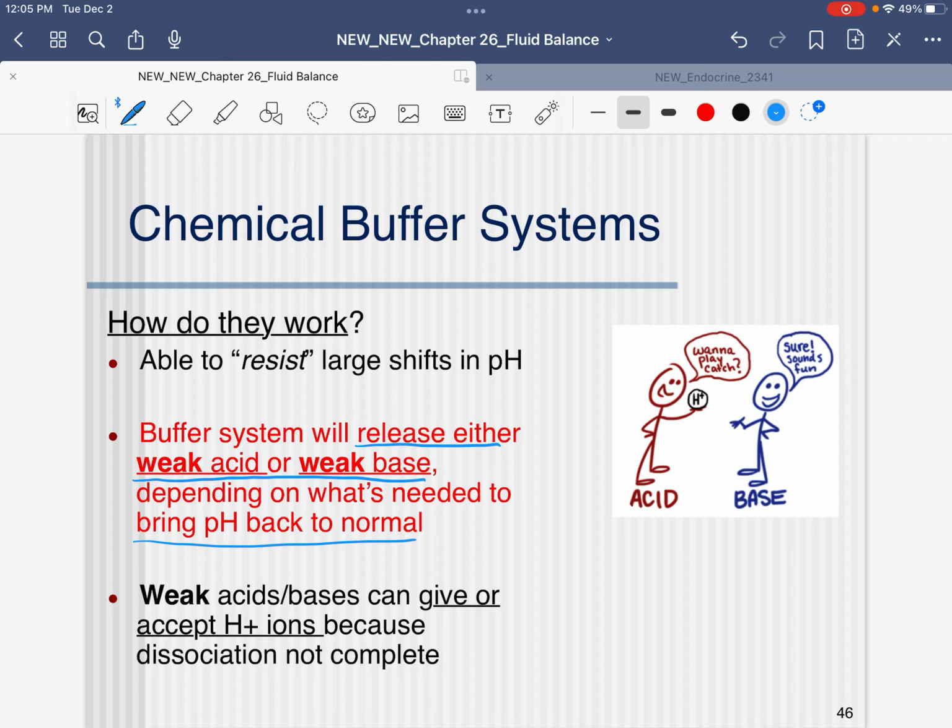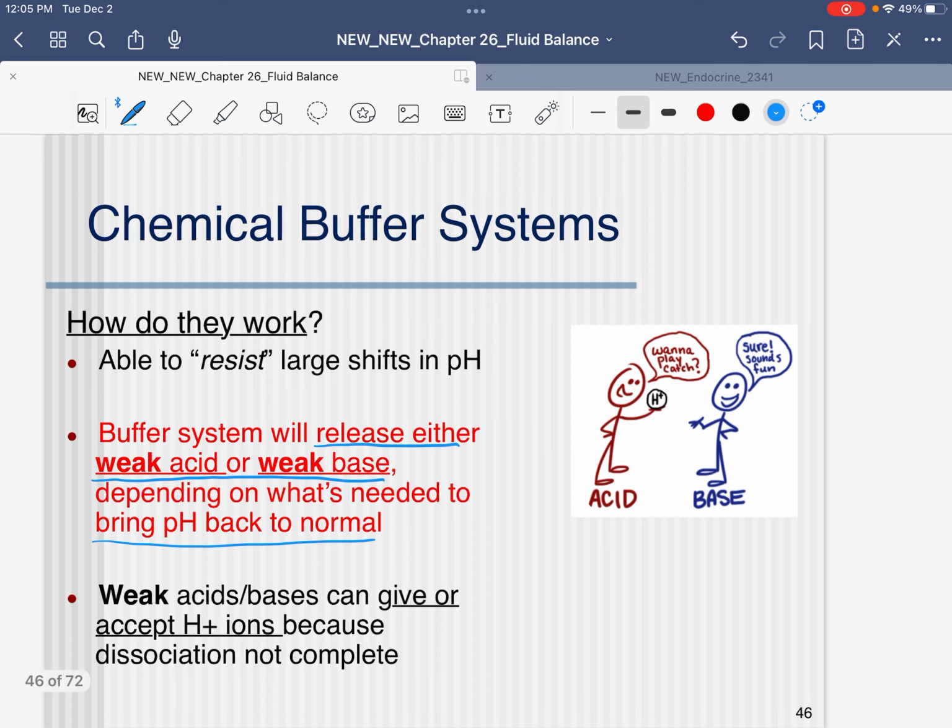On the other hand, what if my blood becomes too basic? Well, then what I can do is temporarily add an acid. So we have the ability to add the opposite. If it's too acidic, we add the base. If it's too basic, we add the acid. It's not a long-term solution, but it's a temporary fix, just long enough until we can use our more permanent ones.